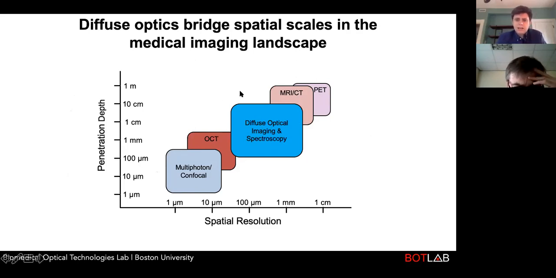And just to note, unlike MRI, we can't see through the entirety of the body with diffuse optics. We can see relatively superficial tissues, up to a few centimeters at the most. And it depends on the optical properties of the tissue. So muscle is very absorbing. We can't see quite as deep as we can, say, in breast tissue, which is largely composed of adipose tissue, which is transparent to light in a way that muscle isn't.